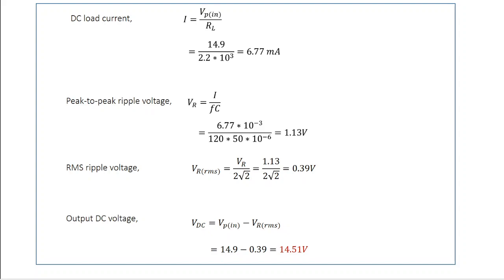So what is the output DC voltage? The total voltage coming at the output is Vp in. Out of that, 0.39 is the AC component. So when you subtract the AC component from the total output, you get the DC component. So VDC equals Vp in minus VR RMS, which is 14.9 minus 0.39, which is 14.51 volt.